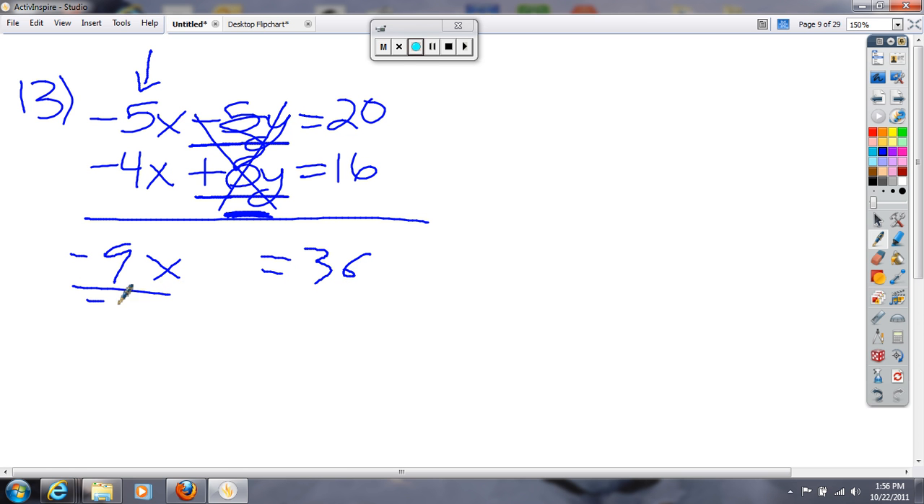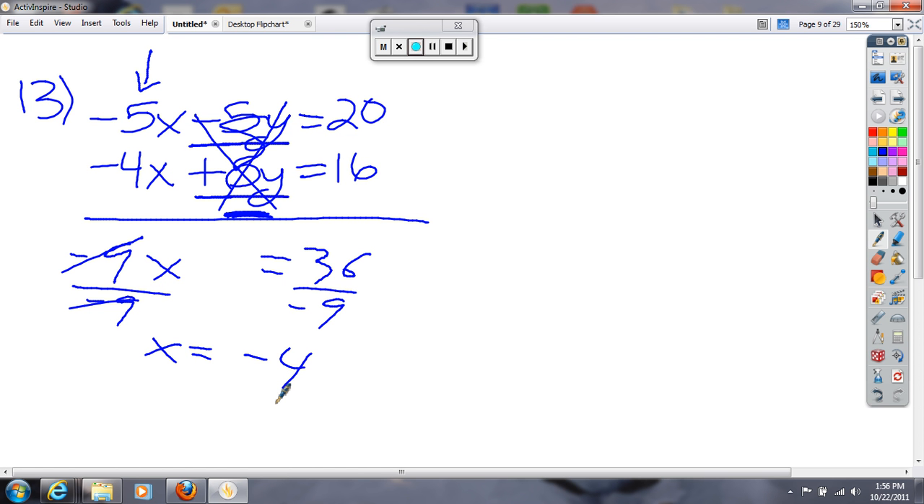Now I divide by negative 9 to get x. On both sides, I divide. The negative 9's cancel. x equals 36 divided by 9. Signs are different, so the answer is negative. 36 divided by 9 is 4. x is negative 4. Now I have to substitute back in.